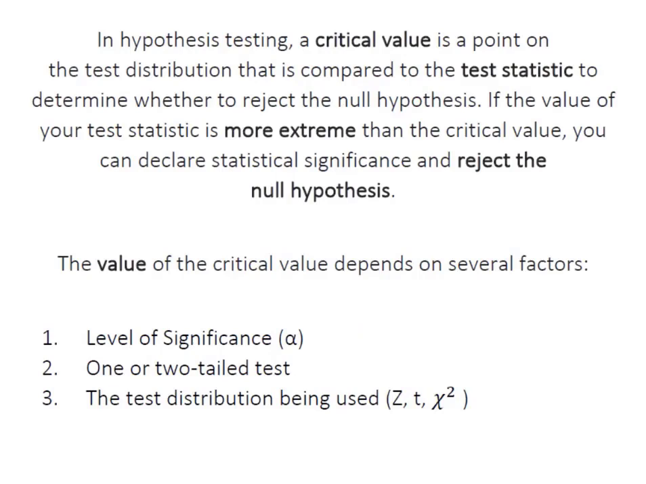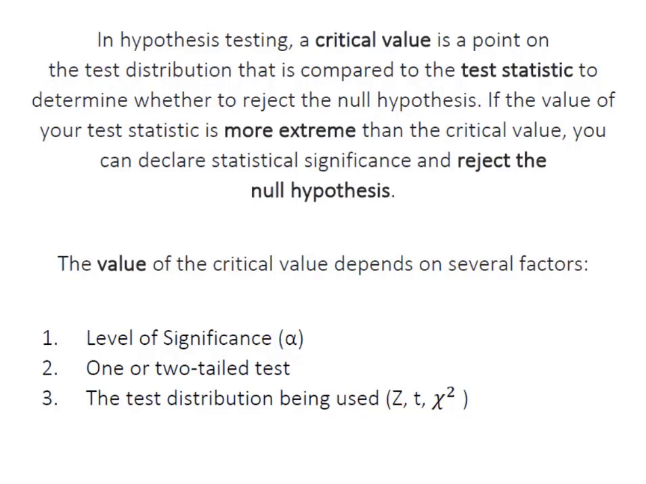So in hypothesis testing, a critical value is simply a point on the test distribution that we compare to the test statistic to determine whether to reject the null hypothesis. And the rule is pretty simple. If the value of your test statistic is more extreme or beyond the critical value, you can declare that you have statistical significance and you can reject the null hypothesis.